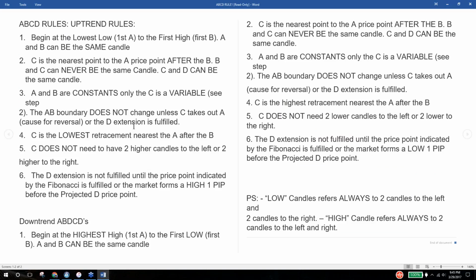I've got my AB boundary. What's my C? Based on the C, I know my D, right? The Fibonacci is giving me all that information. So the only question that you need to ask yourself with respect to your AB boundary and trying to determine where you are is, did it take out the A? Did it fulfill the D? If it didn't do either of those things, then that's your AB boundary. There's no ifs, ands, or buts about it. Make sense?